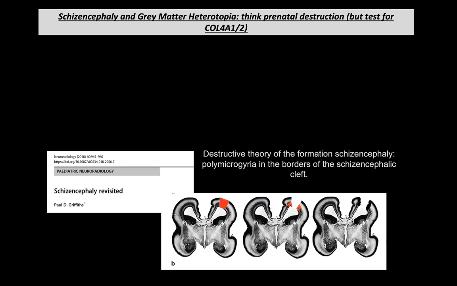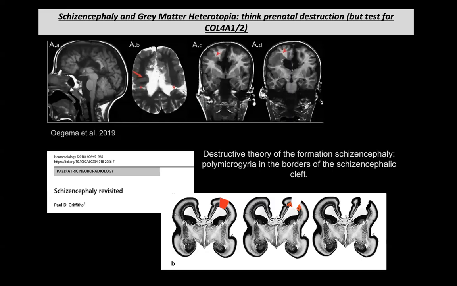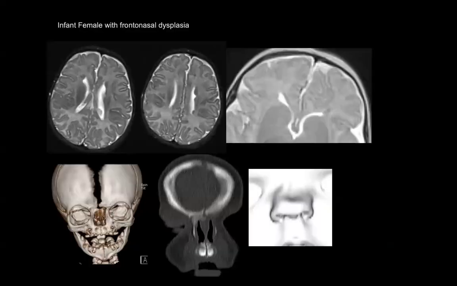It's also important that if you have schizencephaly, gray matter heterotopia, especially if bilateral, again, you test genes like COL4A1 or COL4A2 that are known to give fetal and early life vascular insult. Okay, so the destructive theory for the formation of schizencephaly and polymicrogyria can be associated with gray matter heterotopia. That's another case. So please think prenatal insult.